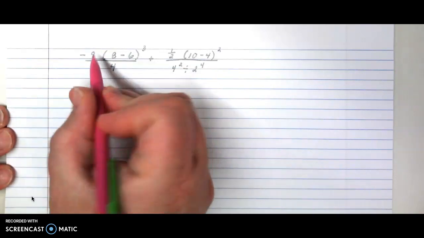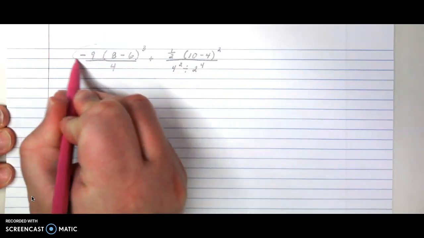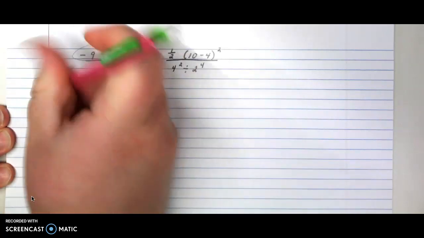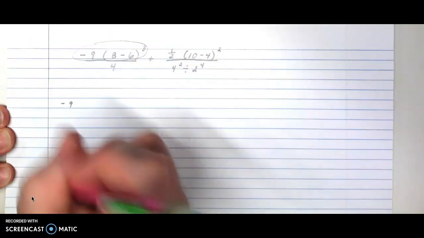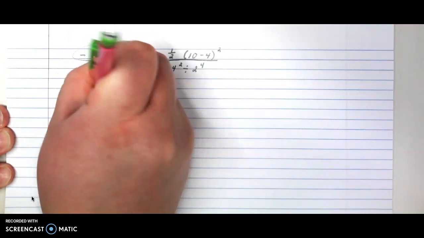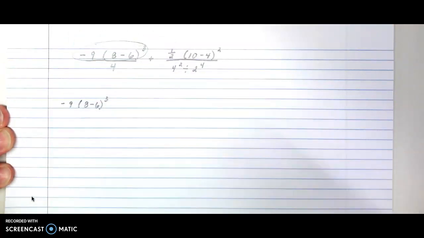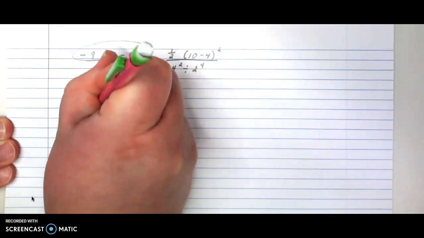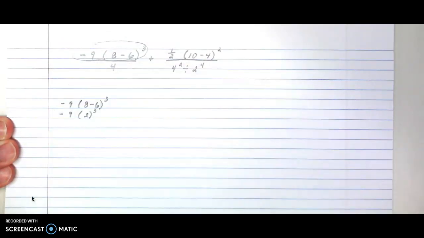So let's just take a look at this top left part here. Let's write this over here. Negative 9 times 8 minus 6 to the third. If we do that on its own, we have to do parentheses first, so that would turn into negative 9 times 2 to the third, because 8 minus 6 is 2.